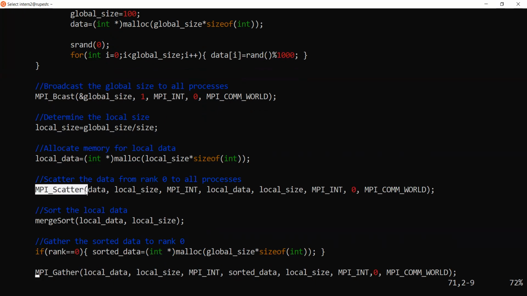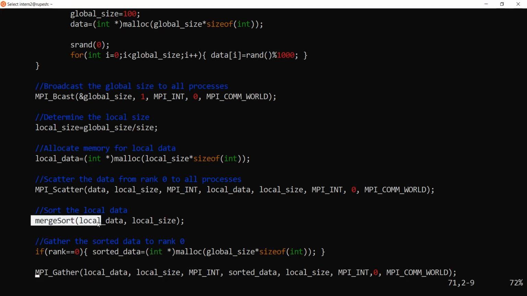After that, when you look at this MPI_Scatter, what are we doing here? This data is the global data. We are scattering this global data to this local data. So each process gets local size number of elements. The type of that element is MPI_INT. Which process is responsible for performing this scatter operation? Process 0 is responsible for performing that scatter operation.